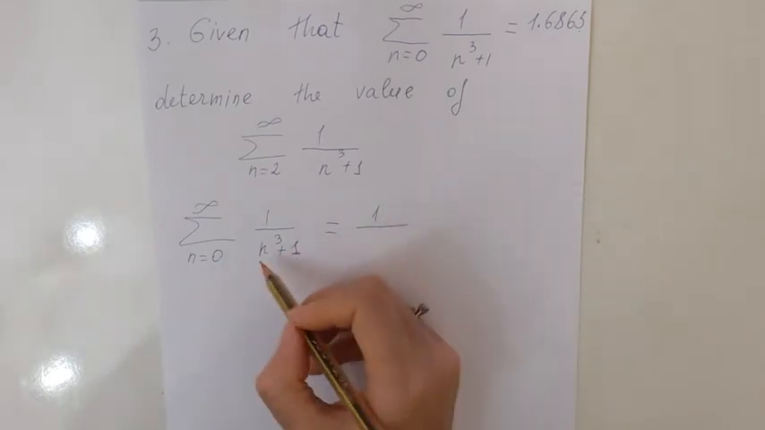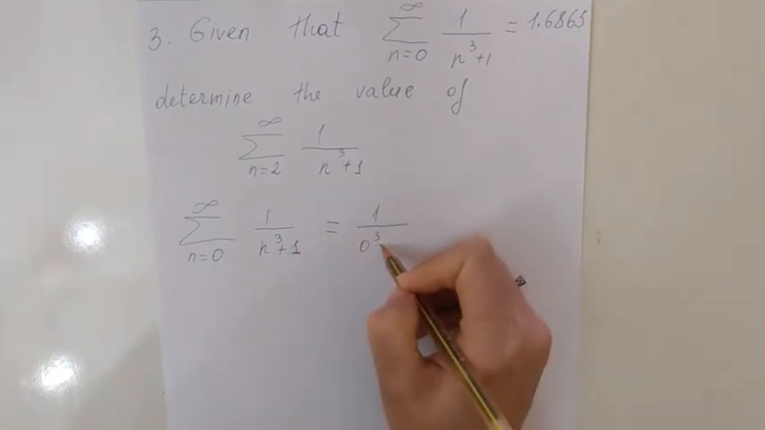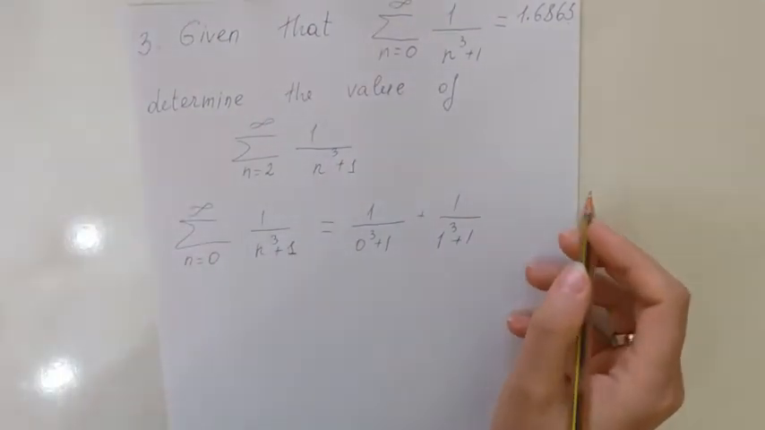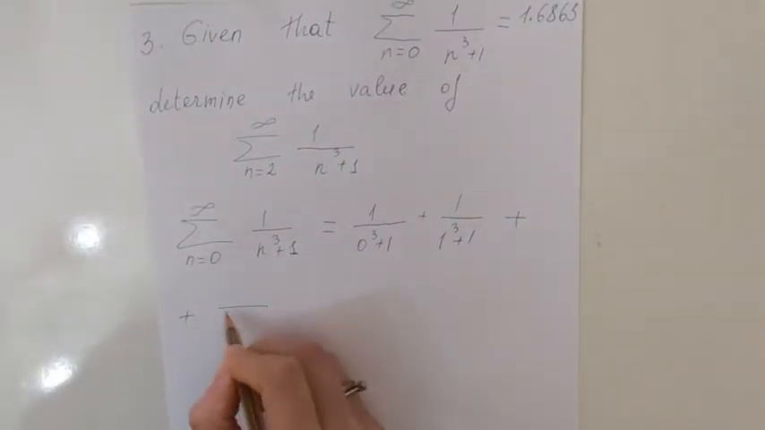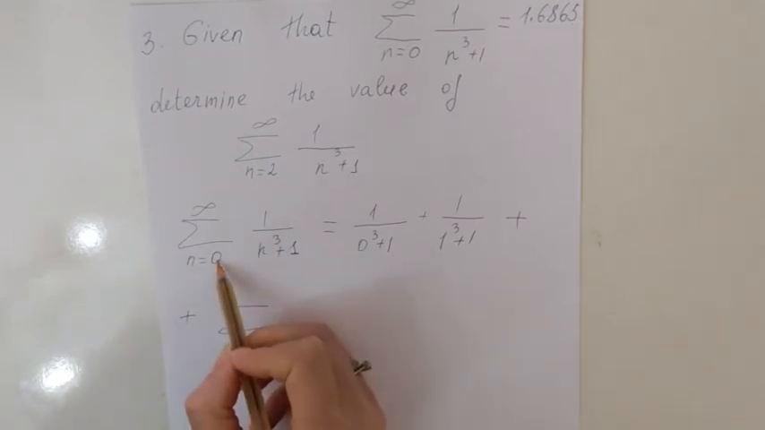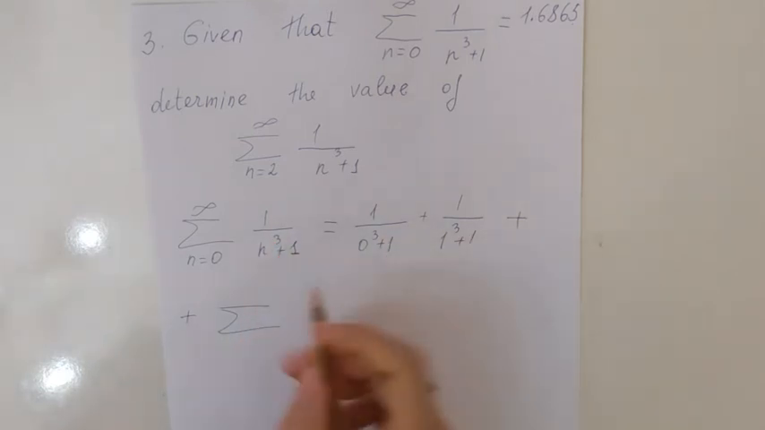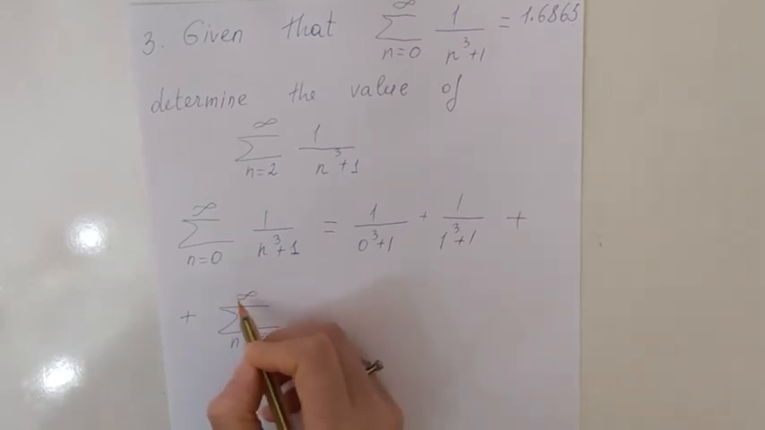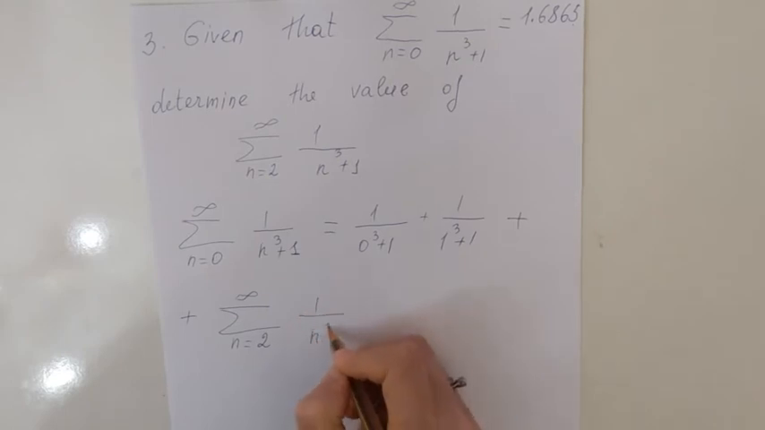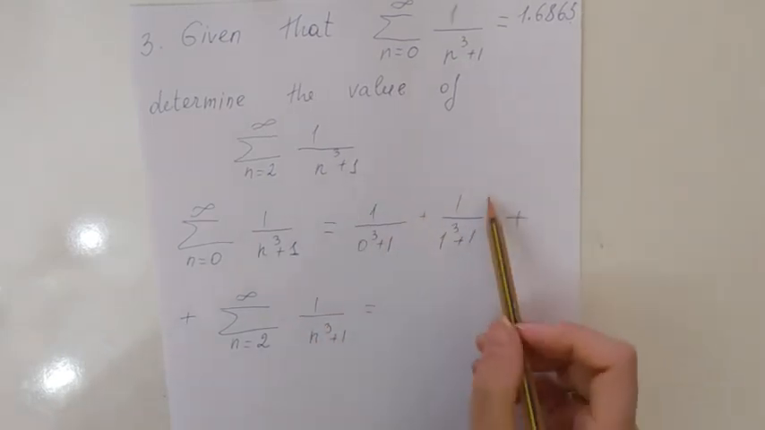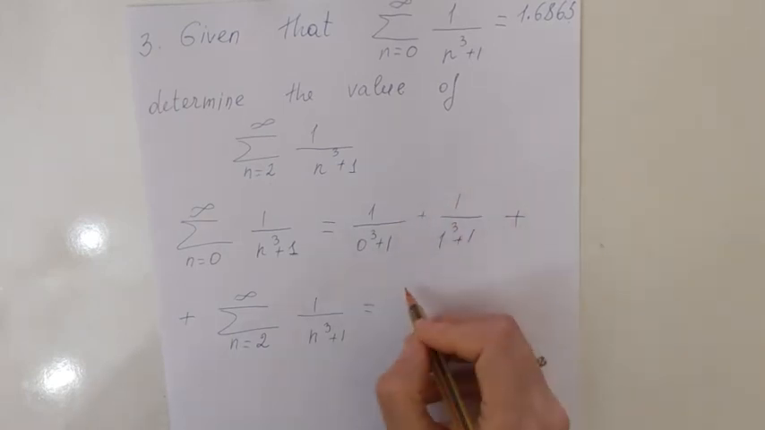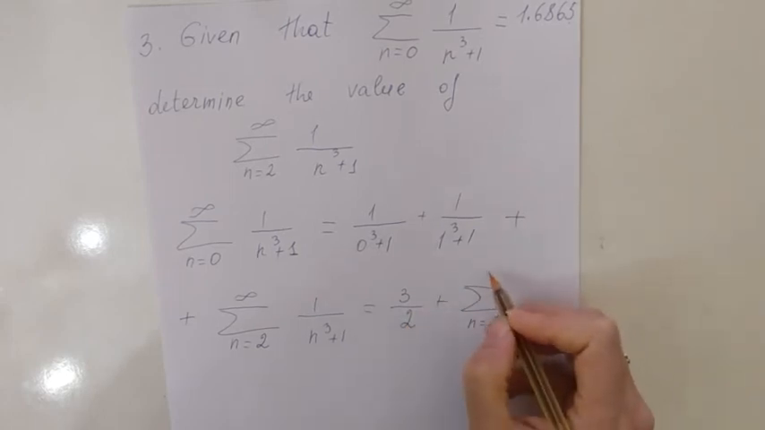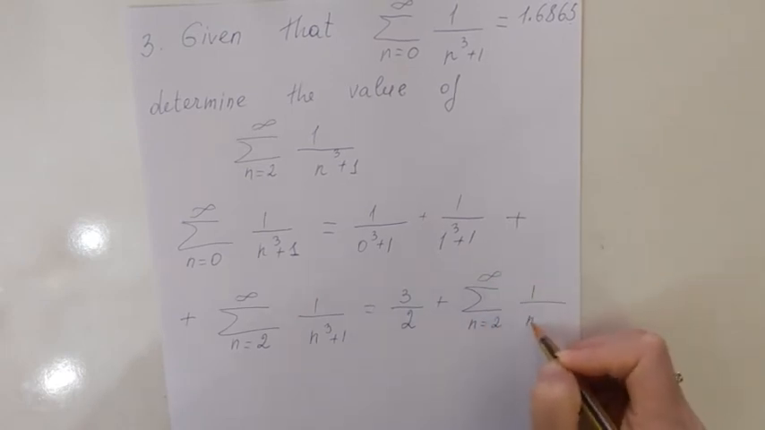It starts with 0, so we need to plug 0 here: 1 over 0 cubed plus 1, plus 1 over 1 cubed plus 1, plus the remaining part of the series. We used the first two elements, and the remainder is the series starting at 2 to infinity of 1 over n cubed plus 1. If we calculate this part, we will get 3 over 2 plus the sum from n equals 2 to infinity of 1 over n cubed plus 1.